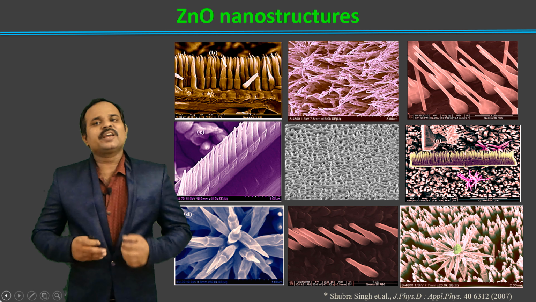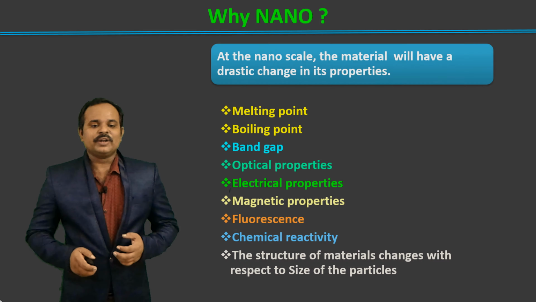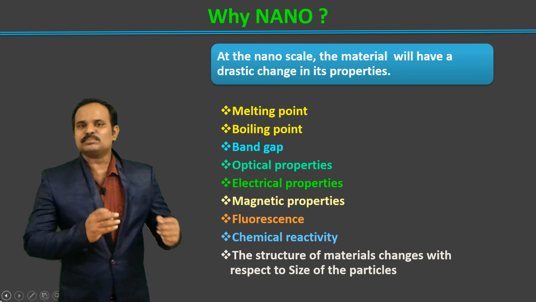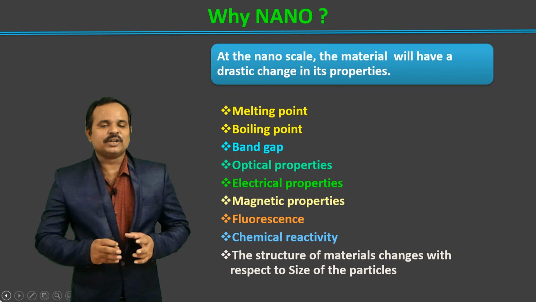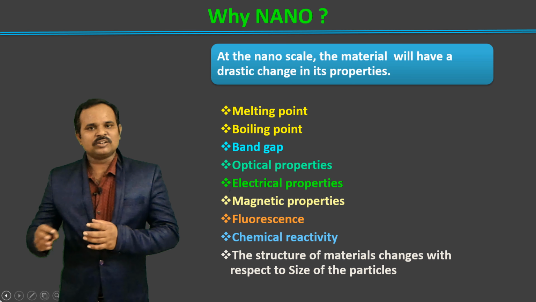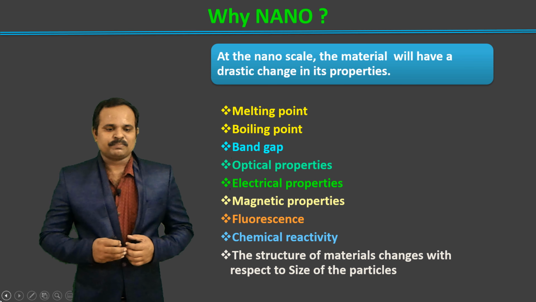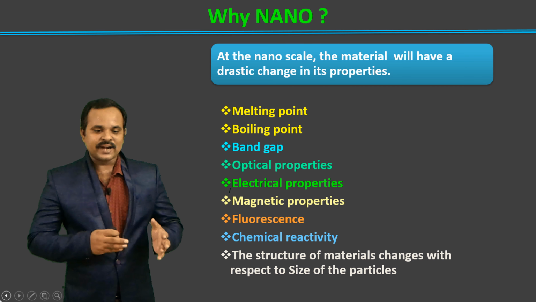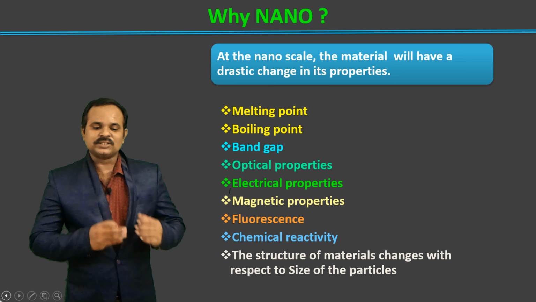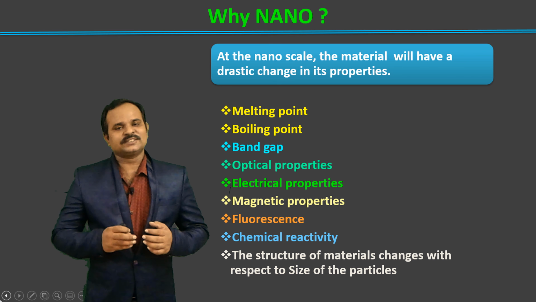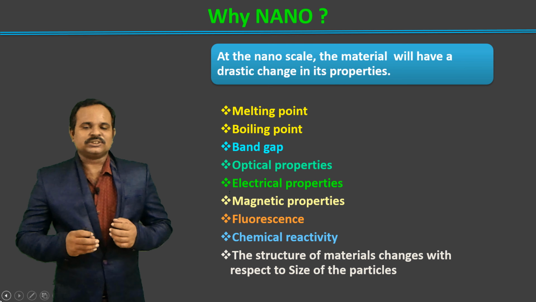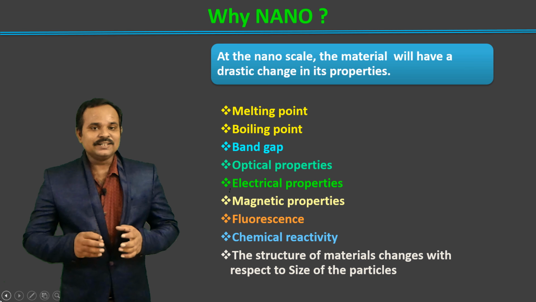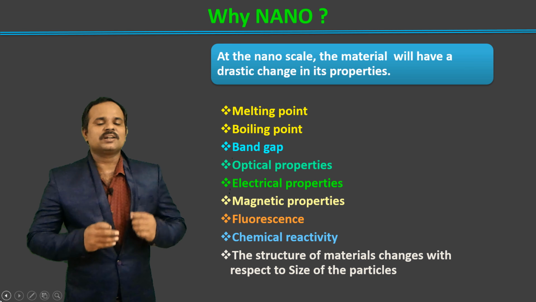Now, why are we making these small materials? What is the use? When you have a material in the nano form, it has entirely different properties compared to its bulk form. That means for the same material, when it is a nanomaterial, we have different properties. Properties like melting point, boiling point, band gap, optical, electrical, thermal, magnetic and fluorescence properties, and chemical reactivity will all be affected. That means all these are different from their bulk counterparts.